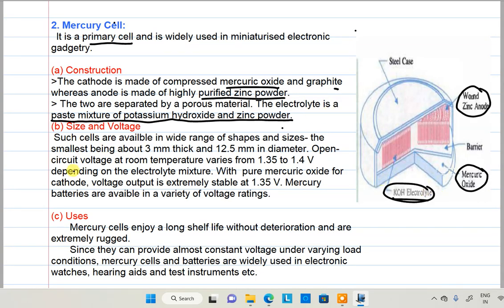Okay, coming to the sizes. Such cells are available in a wide range of shapes and sizes, the smallest being 3 mm thick and 12.5 mm diameter. Open circuit voltage at room temperature is 1.35 to 1.4 volt. Very, very important. Depending upon the electrolyte mixture, with a pure mercuric oxide cathode the output voltage is about 1.3 volt. Mercury batteries are available in a variety of voltage ratings.